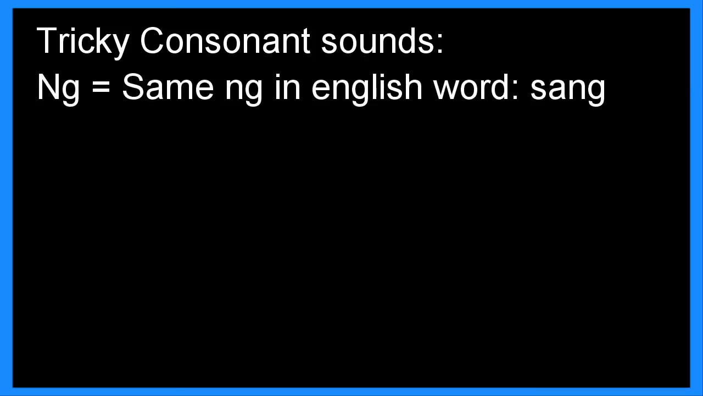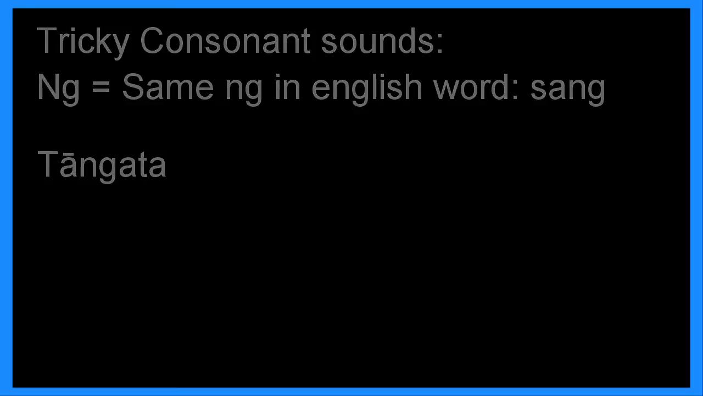The last one is the NG sound, and an NG is its own consonant in Māori, and the example we use is the word sang, in English. And we use the NG in words, for example, like tangata. Now it's important to try not to accentuate the G, as in sang. It rolls evenly and smoothly into the same sound, as in tangata.